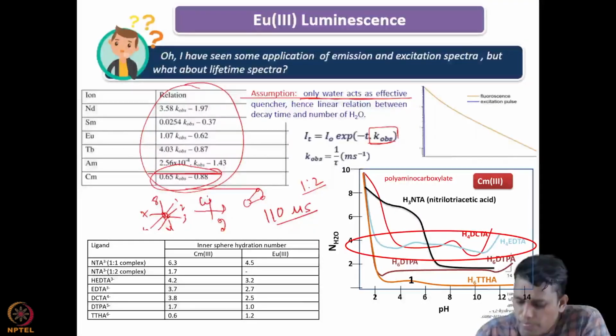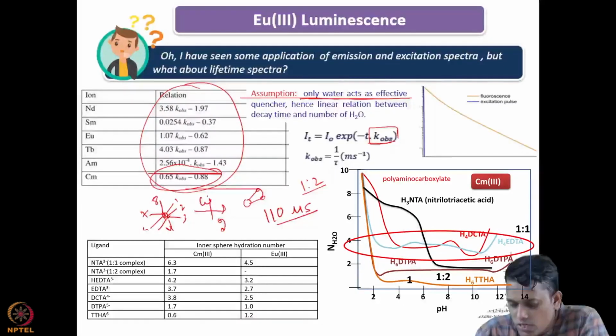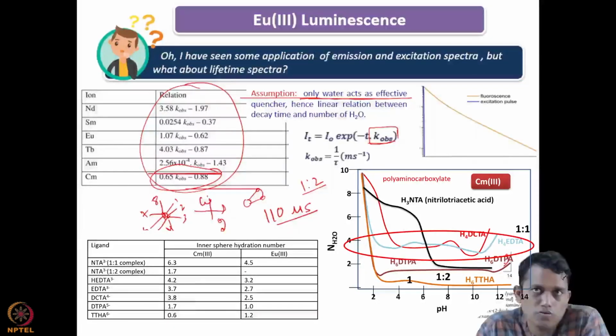So you can say that this will be affected by the denticity of the ligand. Here you may have a 1:1 complex, or here you may have a 1:2 complex. But whether it is 1:1 or 1:2, we cannot say directly from this, because that will depend on the denticity. Suppose you have a ligand such as EDTA. Even with 1:1, it can remove almost all of the water molecules from the inner sphere of the metal ion.